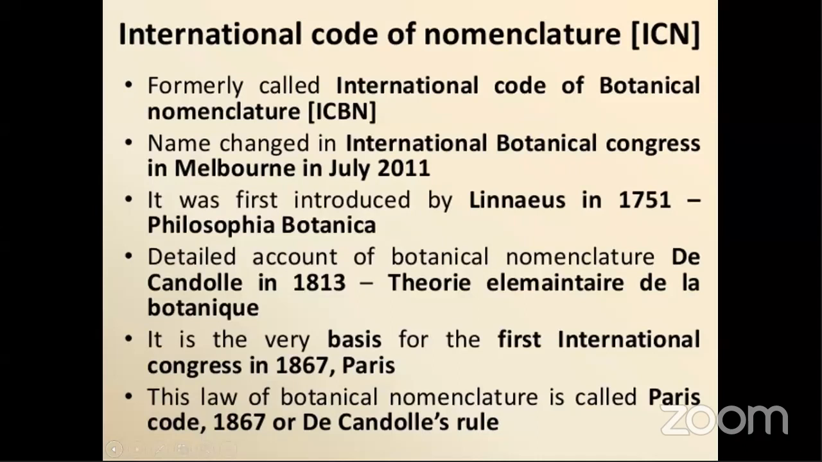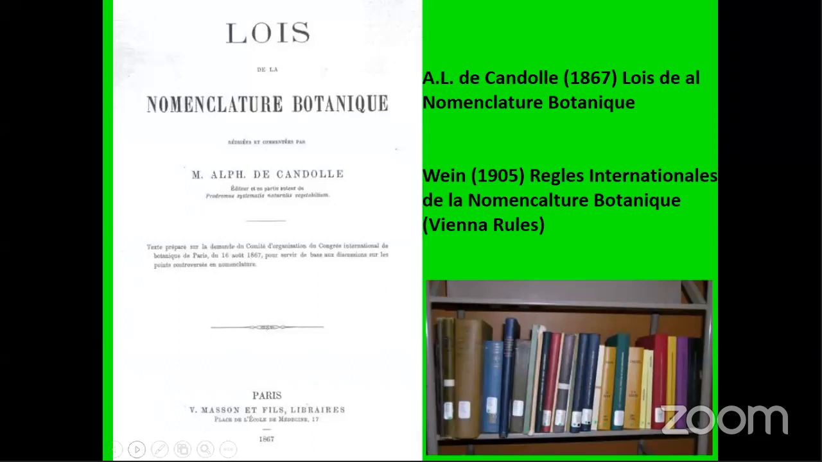And a detailed account of botanical nomenclature was established by A.P. de Candolle in 1813 in his Théorie élémentaire de la botanique. It is the very basis for the first International Congress in 1867 at Paris. The law of botanical nomenclature is called the Paris Code at the time in 1867, or otherwise it is called de Candolle's rules. You know that the history of nomenclature started from the first appearance of this book, Lois de la nomenclature botanique by A.P. de Candolle. So it was the Paris Code also, in 1867, the result of the Paris Code.